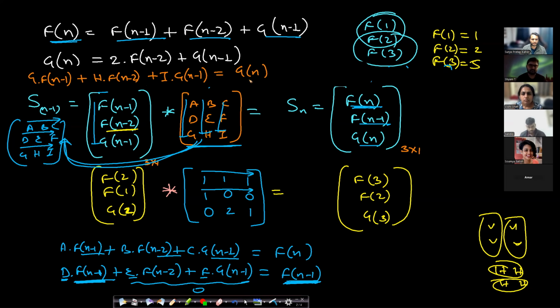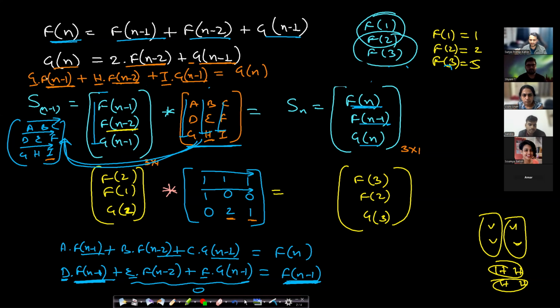So look at g of n. g of n is 2 times f of n minus 2. So H will be 2. Okay, so H here is 2. Fine. And I has g of n minus 1, with one coefficient. So where is I? It is 1. And for the other term, which one is not present? f of n minus 1 is not present, because for g of n, it was g of n minus 1 present, right? So you can expect that it is going to be 0.